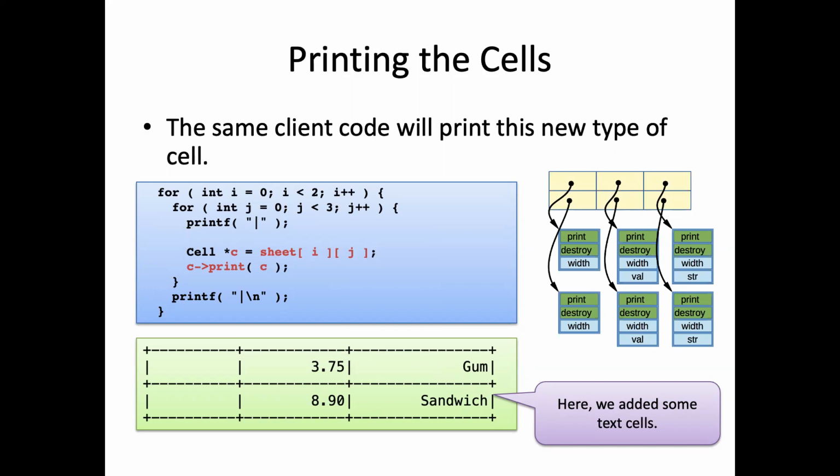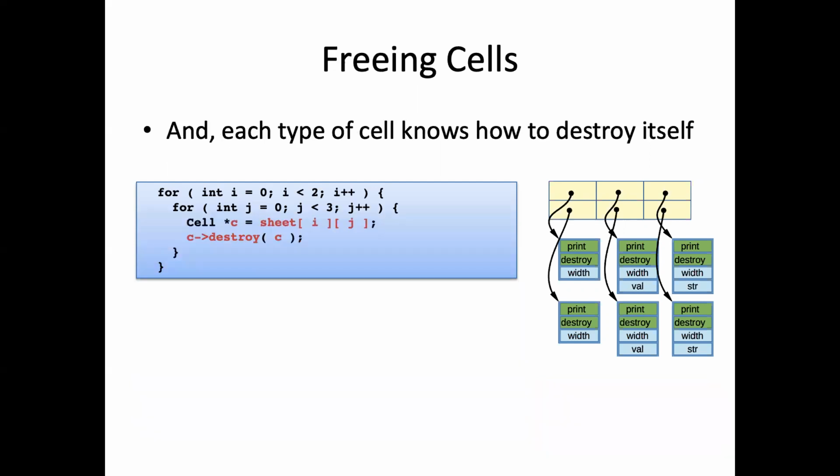I can add new types of objects, and client code doesn't have to change, because the code it was using to call this print function for each object still gives it the right print function for new types of objects that it didn't even know about when we wrote this code. But the new thing that we have is how to free these objects. Now instead of just calling free on it, every object has its own function to free its memory.